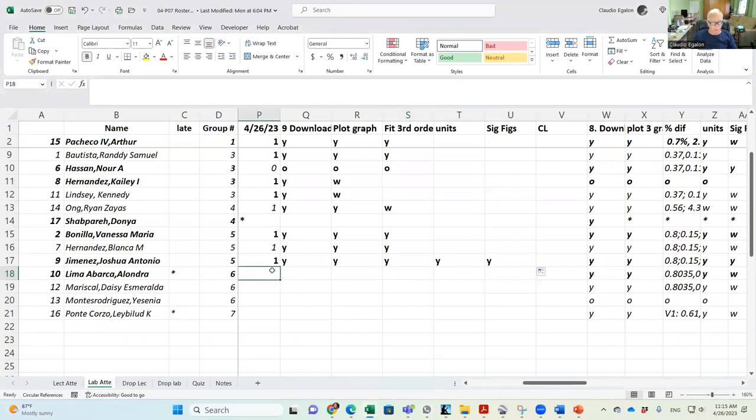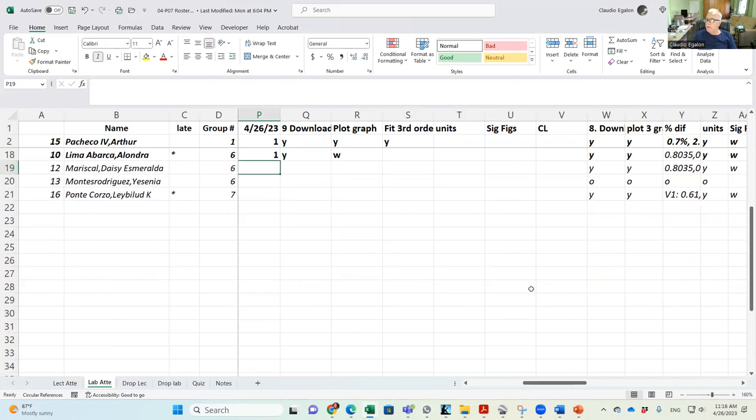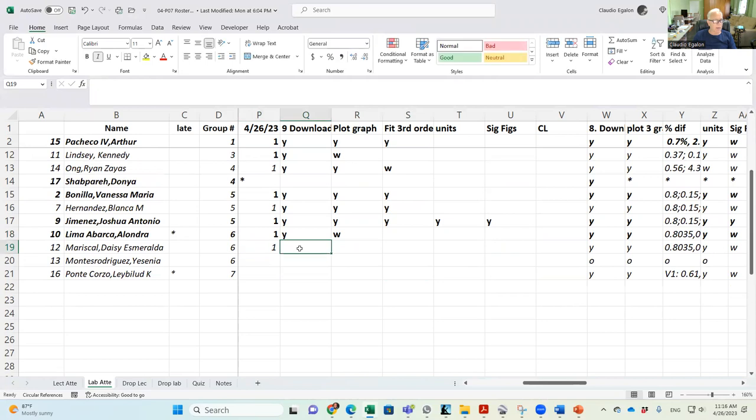Next is Alondra. Are you there, Alondra? Yes, I'm here. Okay. You downloaded the spreadsheet, Alondra? Yes, I downloaded it. Plot the graph? I'm working on that still. Okay. Working. Next is Daisy. She's working on the graph. Okay, working on the graph. That's good.